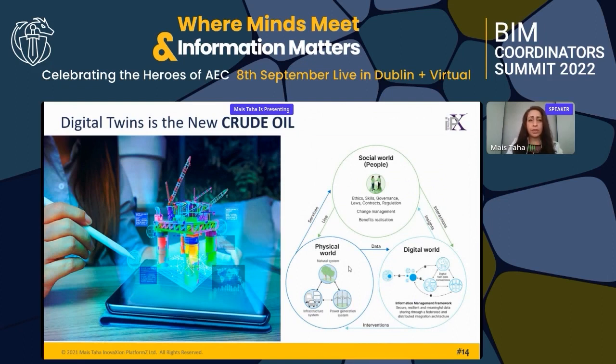Why? Because BIM, as we all know, is process, technology, people. And it's not really easy to rearrange the three, because if you don't start with a process, you will have problems in many ways. But when it comes to digital twins, we are talking about the social world, the physical world, and the digital world. And as we all know, the digital world is way faster than the physical world.